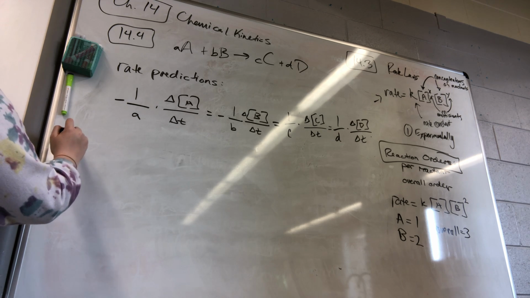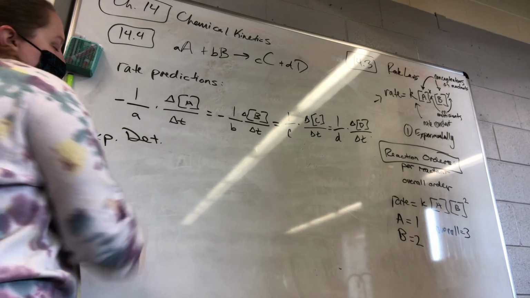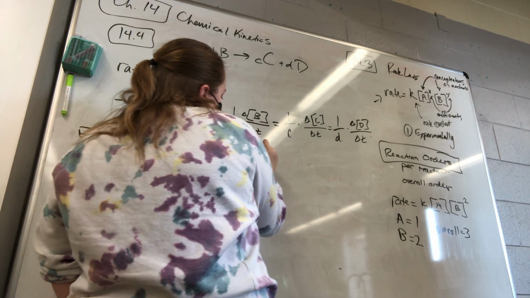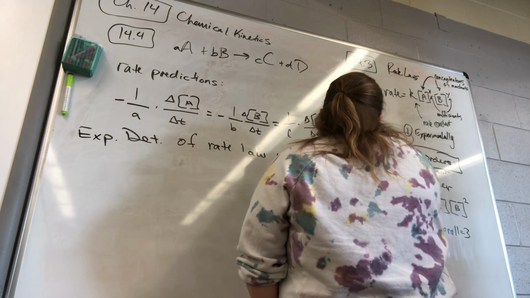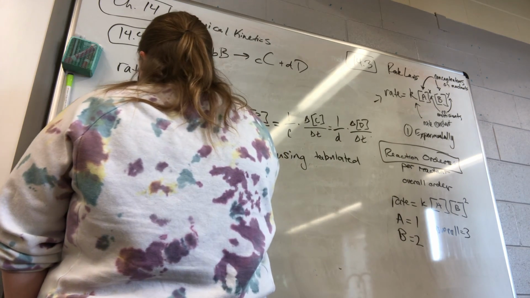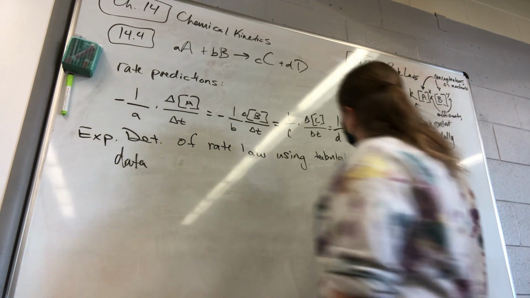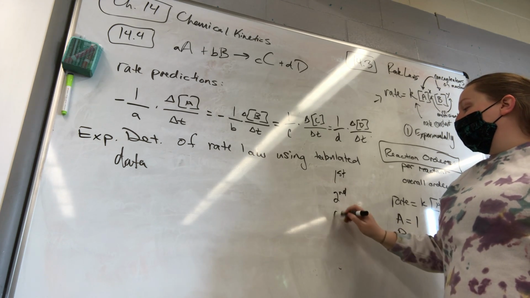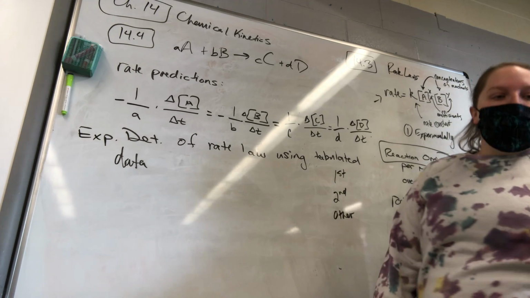All right. Then we come to experimental determination of a rate law using tabulated data. We're going to talk about first order, we're going to talk about second order, and we're going to talk about other orders.